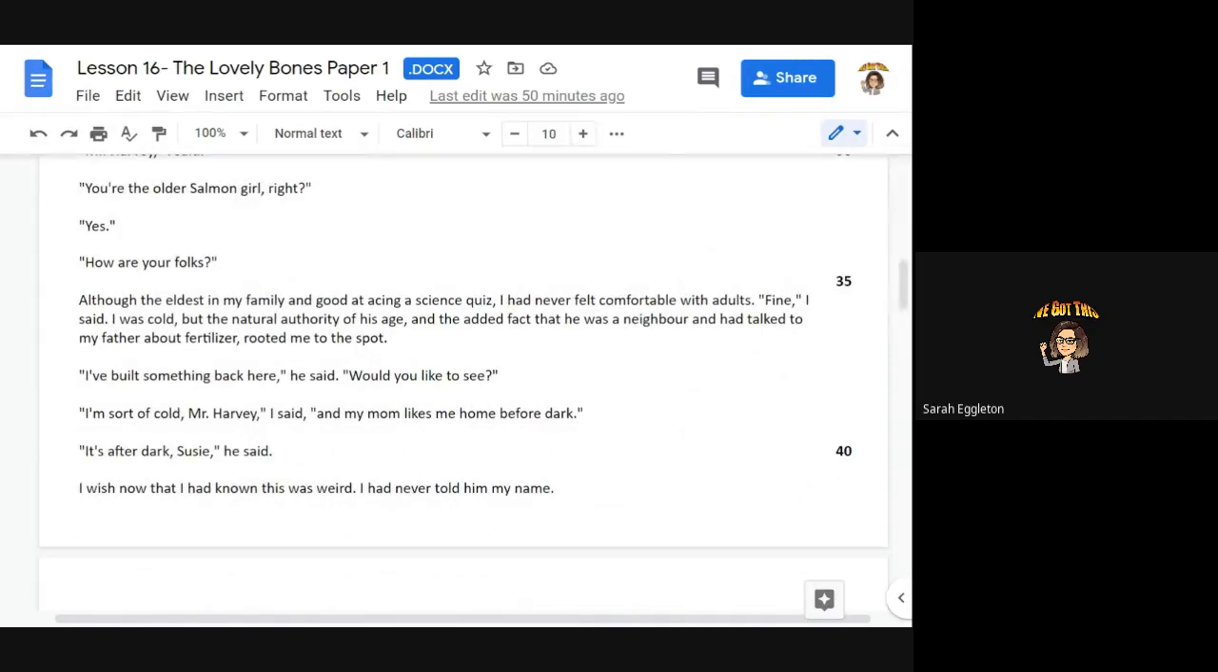Although the eldest in my family and good at acing a science quiz, I had never felt comfortable with adults. "Fine," I said. I was cold, but the natural authority of his age and the added fact that he was a neighbour and had talked to my father about fertiliser rooted me to the spot. "I've built something back here," he said. "Would you like to see?" "I'm sort of cold, Mr. Harvey," I said, "and my mum likes me to be home before dark." "It's after dark, Susie," he said. I wish now that I had told him this was weird. I had never told him my name.